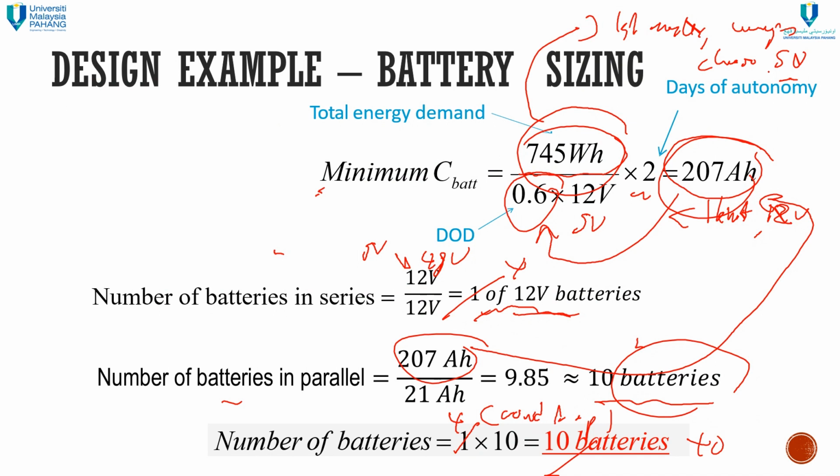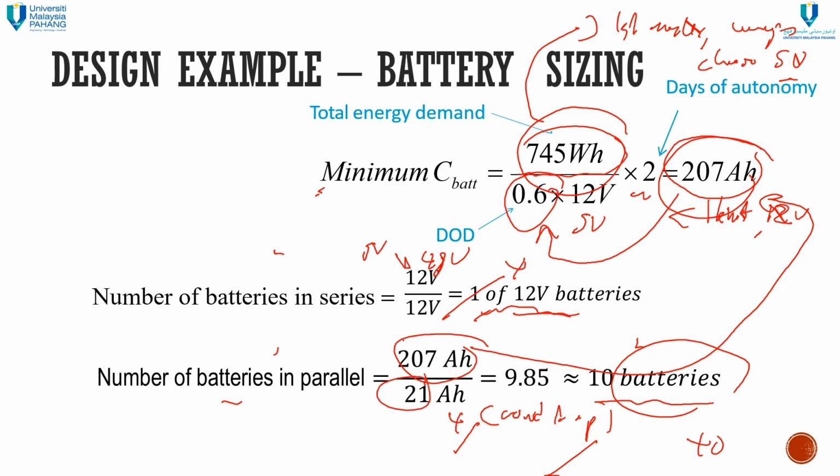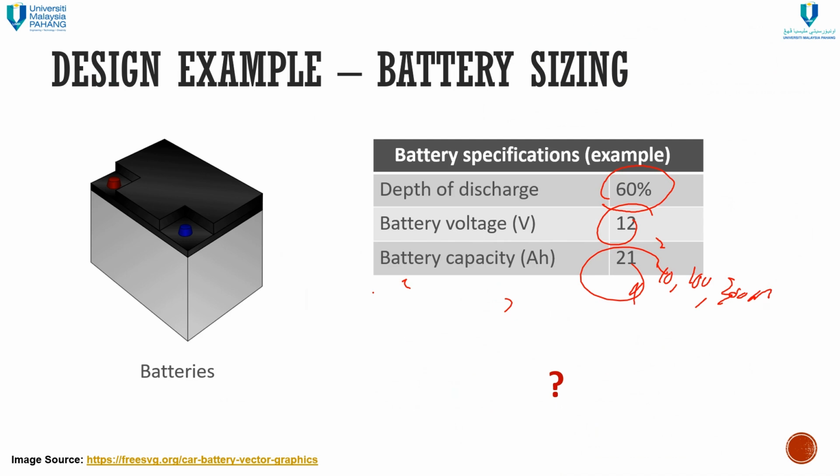Kenapa kalau parallel tu dia kena bagi dengan 21 saja? Okay, kenapa parallel bagi 21? Because this battery we choose. Example lah. Example here is 21 Ah, example capacity here 21 Ah. If 100 Ah, 100 Ah lah. Just the example. 60% also because the example given here is 60%. Oh yes sir, itu saya ingat, tapi yang 21 ni tak tahu tiba-tiba out of nowhere lompat. Gitu lah. Battery voltage same.